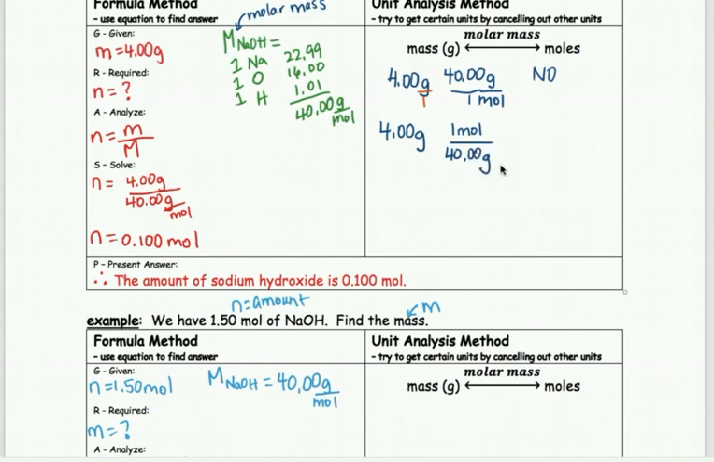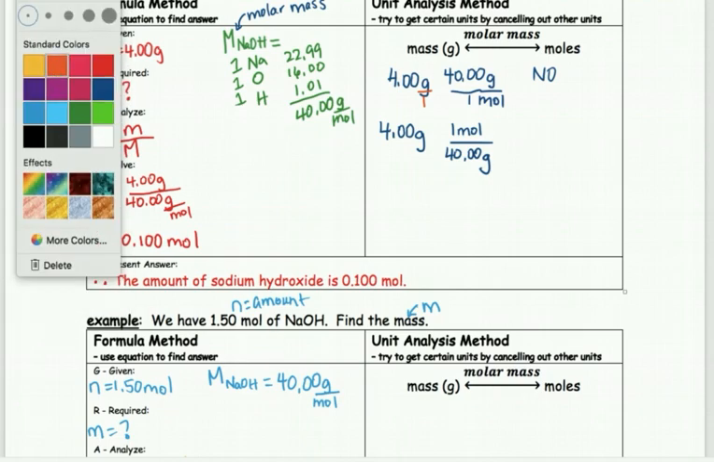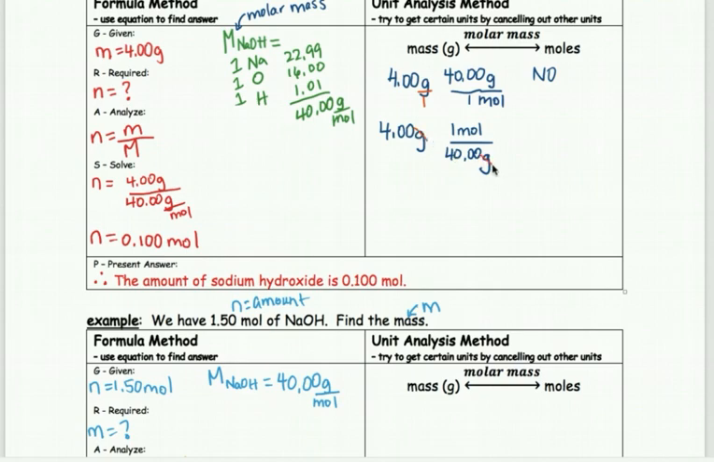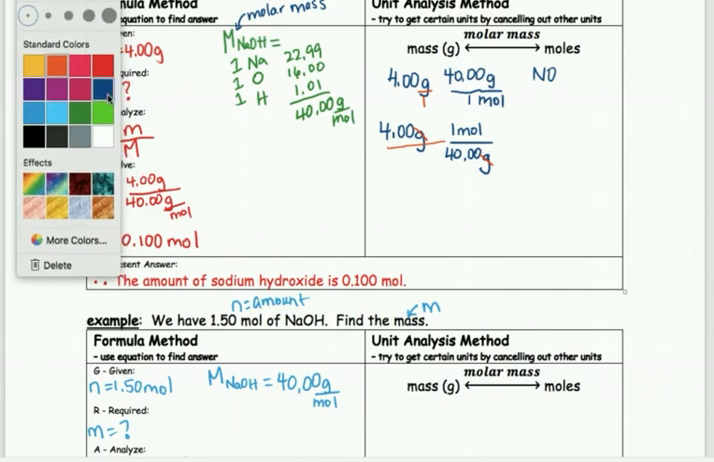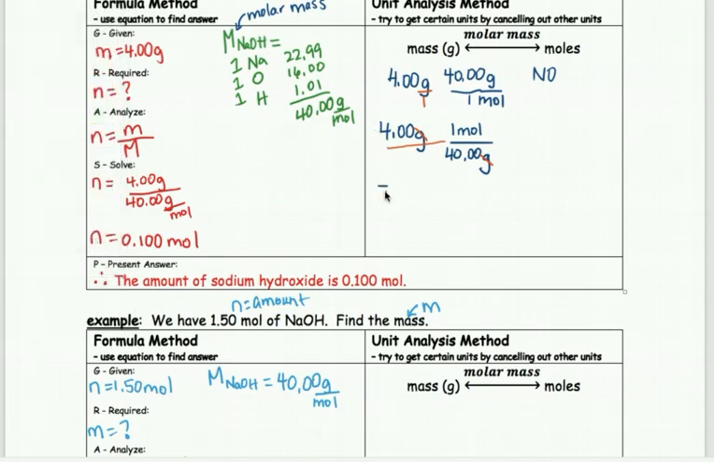So this is the unit analysis method, because we're trying to get it so that the units will cancel out. All right, so once we do that, we can cancel out the grams. Then I can extend the line here. What you have is an equation already set up: 4 times 1 divided by 40. If you do that, you will get 0.1 moles, like that. Oh, and then we want to use our significant digits here.